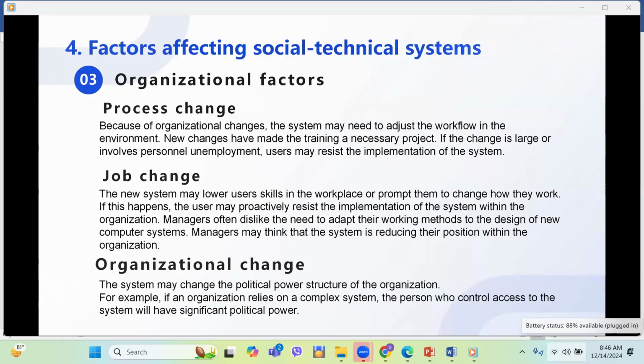Organizational change. The system may change the political power structure of the organization. For example, if an organization relies on a complex system, the person who controls access to the system will have significant political power.